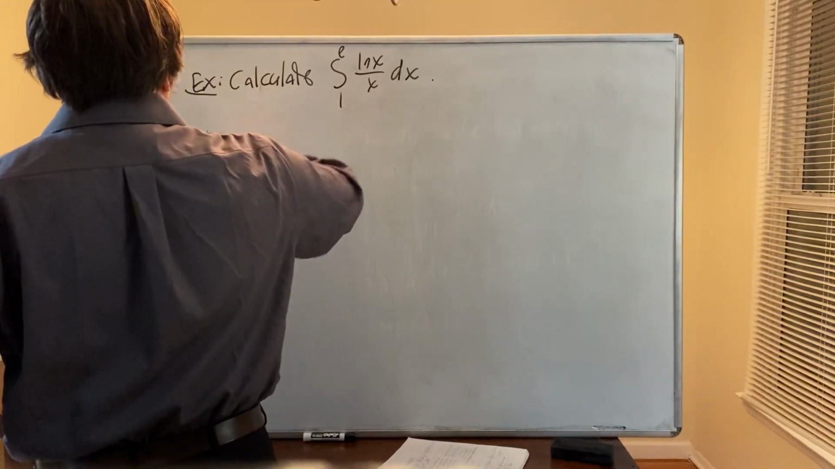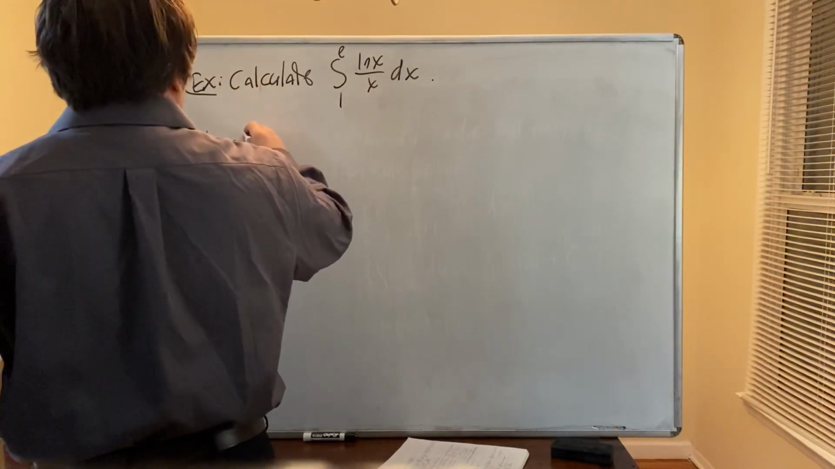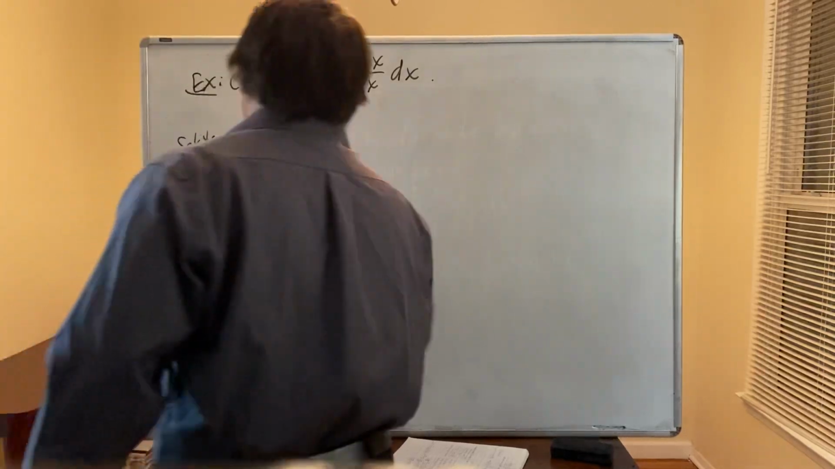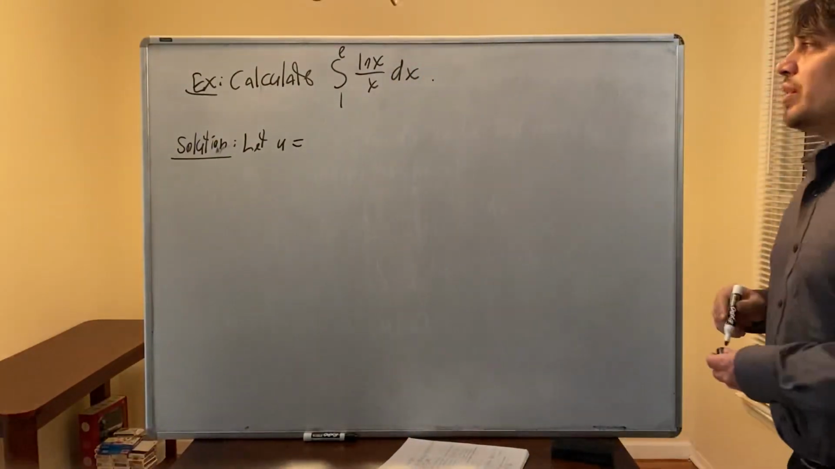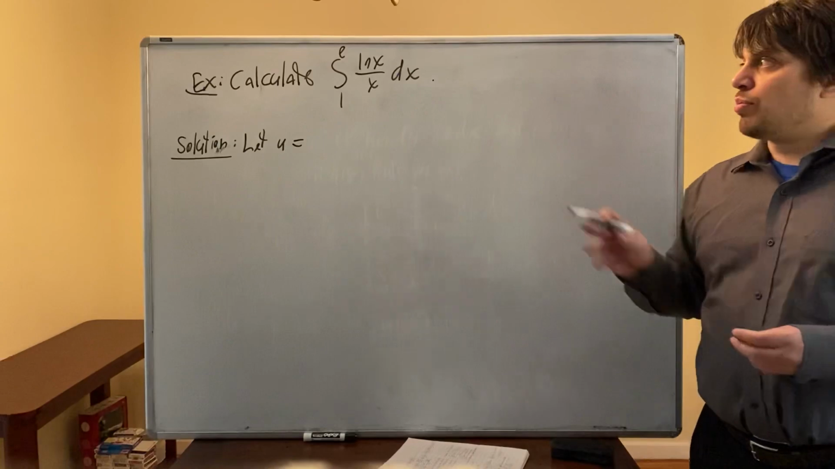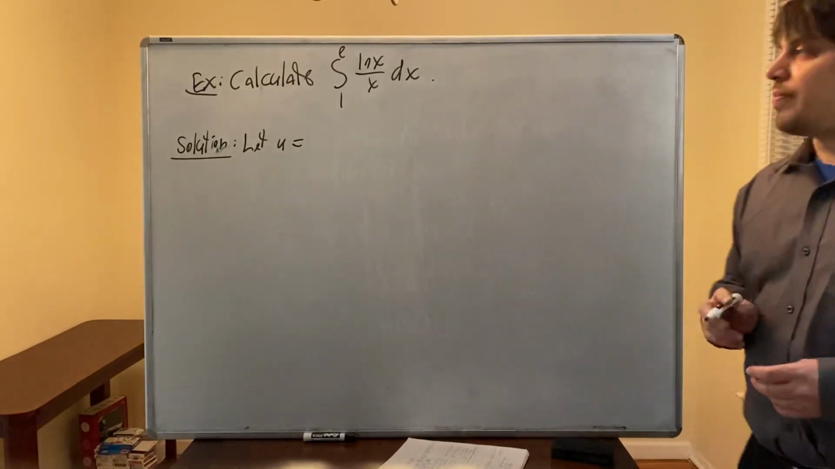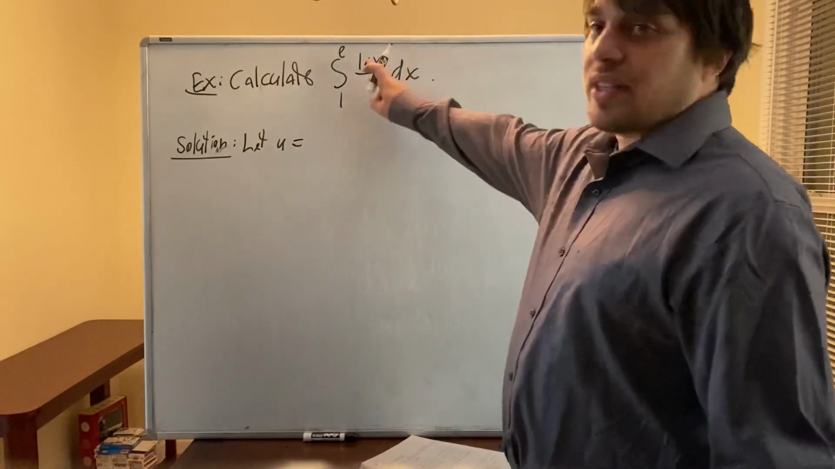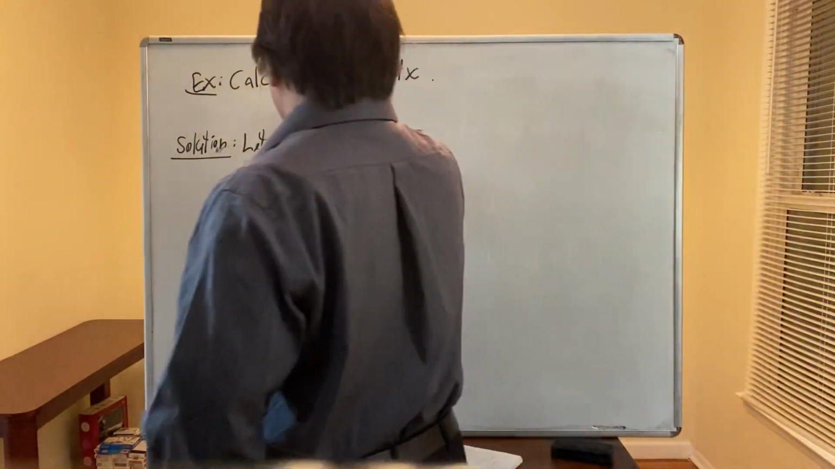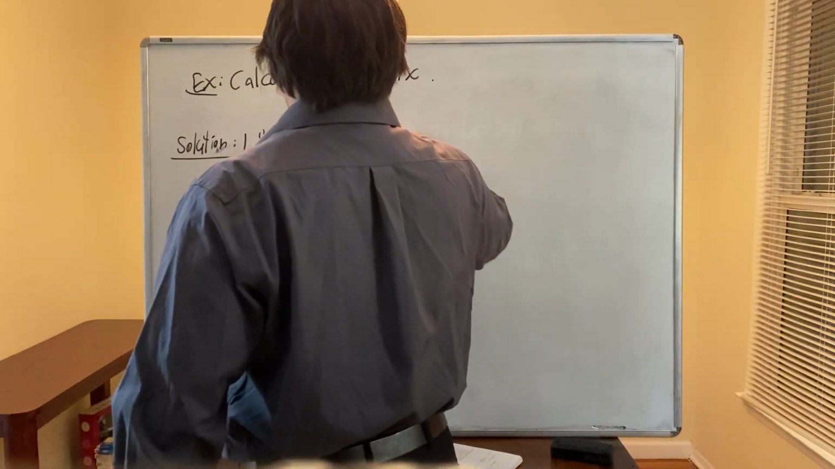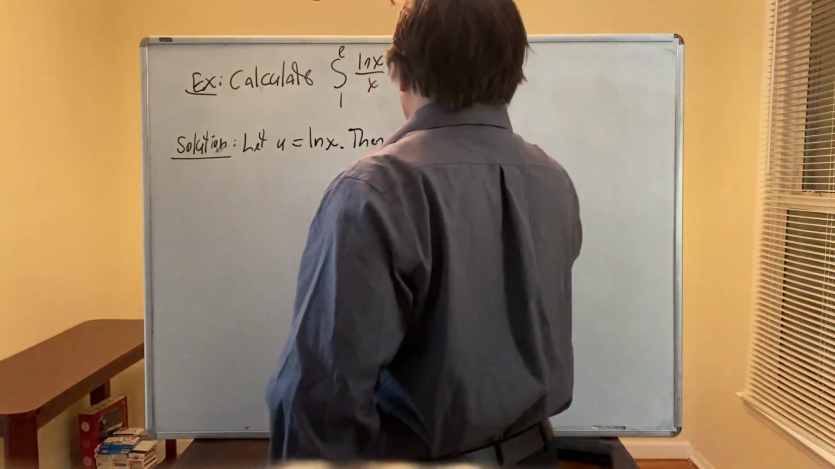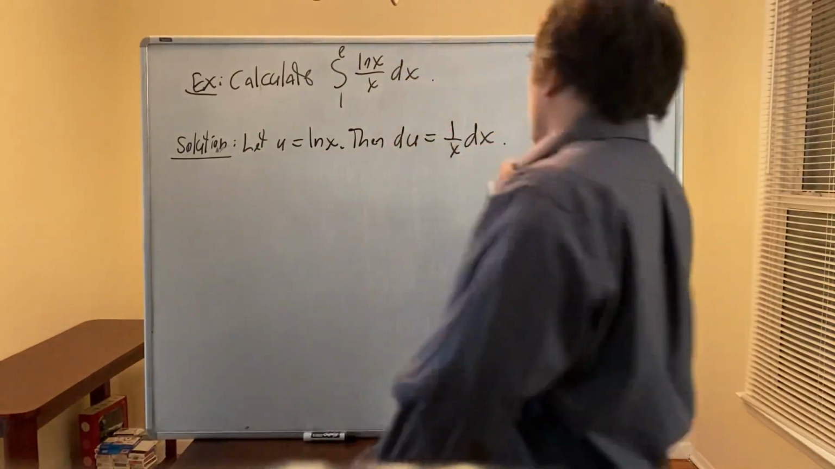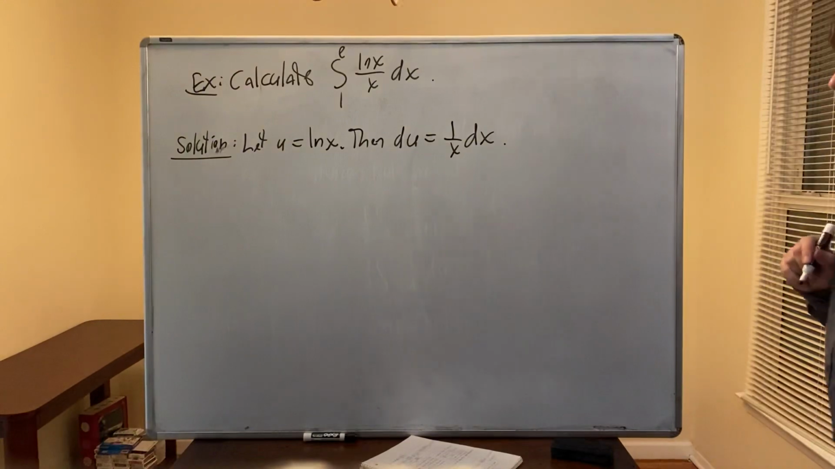I'm going to write it a very similar way as before. Let u equal, and so I'm going to use the substitution rule for definite integrals, okay? So let u be equal to the weirdest thing in this function, and that's ln of x. So let u equal ln x, then du is equal to the derivative of ln of x, which is 1 over x dx. So then du equals 1 over x dx.